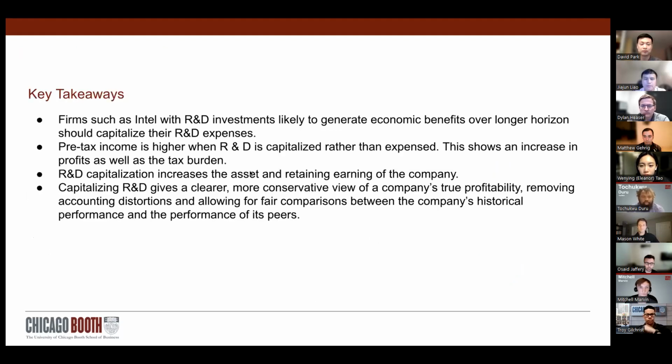Our key takeaway from this case is that firms such as Intel, with R&D investments likely to generate economic benefit over a period of time, should capitalize the expenses. Pre-tax income is higher when R&D is capitalized rather than expensed. So this shows an increase in profit as well as the tax burden. R&D capitalization increases the assets and retained earnings of the company. And capitalizing your R&D gives a clearer, more conservative view of the company's true profitability. This also allows for fair comparison between a company's historical performance and also performance with peers.